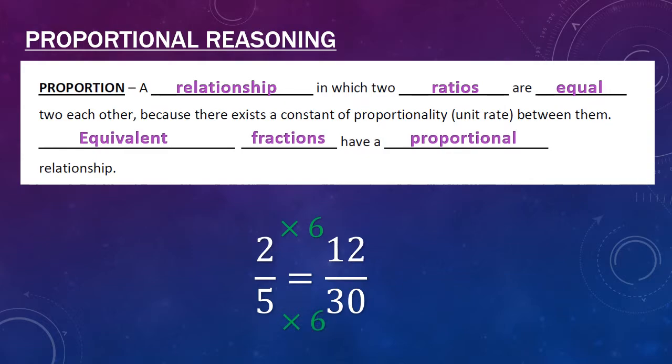Because if I multiply both of them by 6, I get the higher fraction. If I take the higher fraction and then divide it by 6, I would get the smaller fraction. So equivalent fractions or equivalent ratios are also proportions. So that's what we're trying to say: equivalent fractions or ratios are proportions, and proportions are equivalent fractions.